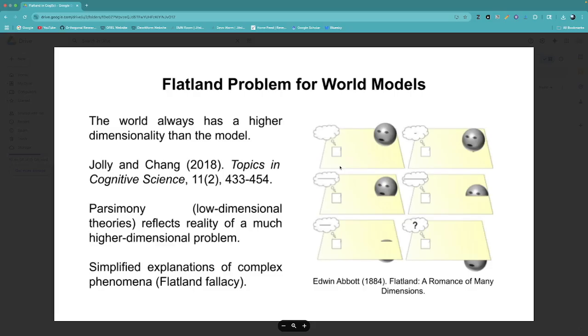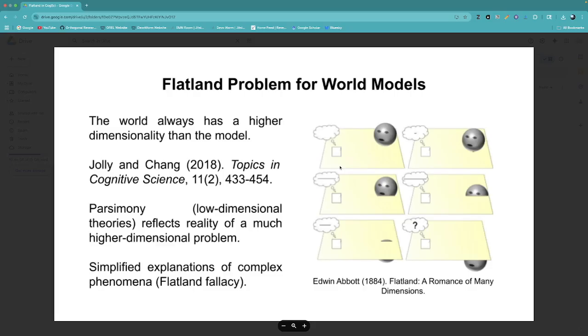But what we tend to do in making hypotheses is we tend to boil things down to the simplest explanation. But in doing so, we also lose dimensionality. And in fact, parsimonious explanations are inherently low-dimensional theories. They reflect reality of a much higher dimensional problem. So you can have a parsimonious explanation that deals with much higher dimensional spaces, but it may not fully describe those.